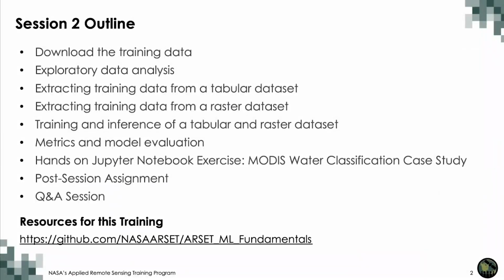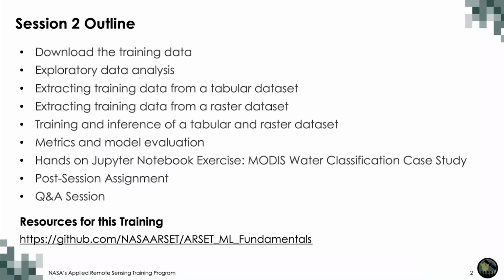The outline of session 2, we're going to first explain how to download some of the training data. We're going to discuss some of the exploratory data analysis techniques. We're going to extract data from tabular data sets and also from raster data sets. And then we're going to have an exercise where we're going to be doing training and prediction of these tabular and raster data set formats. Lastly, we're going to do some metrics and model evaluation. We're going to discuss the concept of cross-validation and how you can improve some of your models, even when you have small data sets. At the end, we're going to have a post-session assignment we're going to discuss briefly, and then we're going to have the QA session.